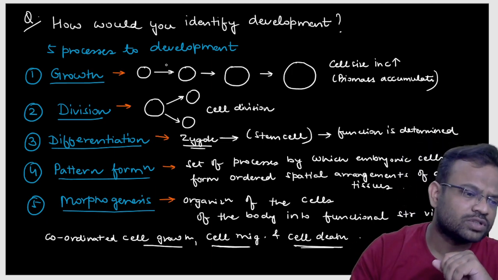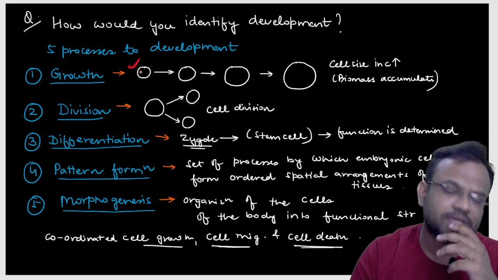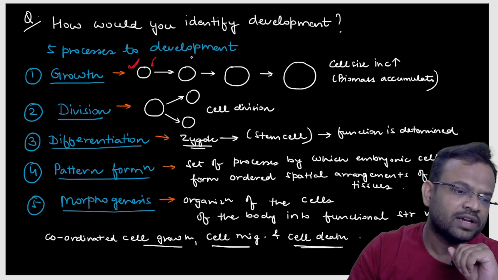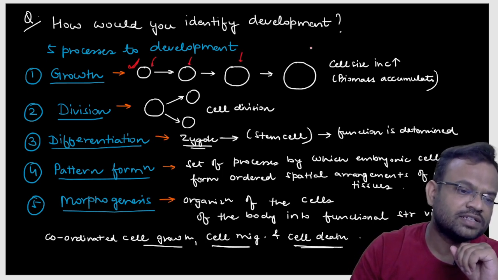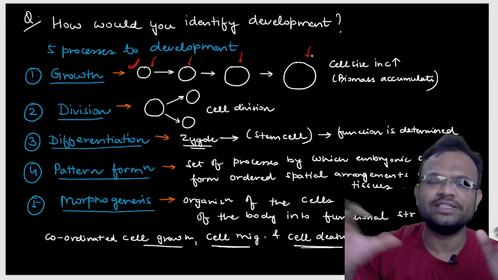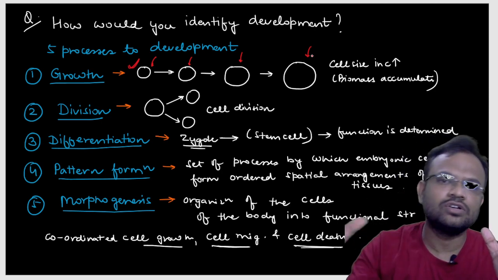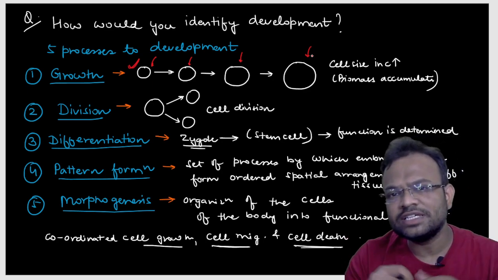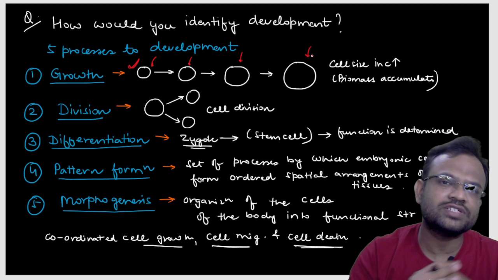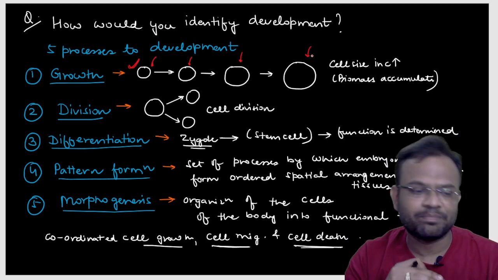What do you mean by growth? Growth simply means that the size of one particular cell is increasing. Now you can see that the size over here is small. It has increased, again it has increased, and now it has become very large. So when the size is continuously increasing, it is called growth of the cell. When you can see growth, then you can say that yes, development is taking place. So this is the first identifying feature of development.